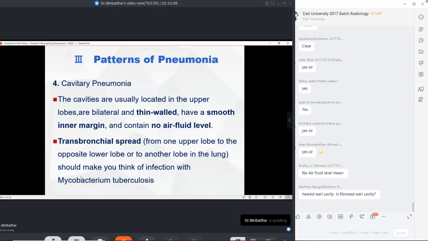So if you have understood the tuberculosis chapter well, I guess you will be able to answer the fill in the blanks as well. But I guess most of the people did not do it yet, but still I'm helping you right now. So if you are clever enough, see what you are writing down there. Okay. And transbronchial spread is also happening. It happens from one upper lobe to the opposite lower lobe or another lobe in the lung. So you should say that this kind of pattern generally happens in case of tuberculosis mycobacterium.